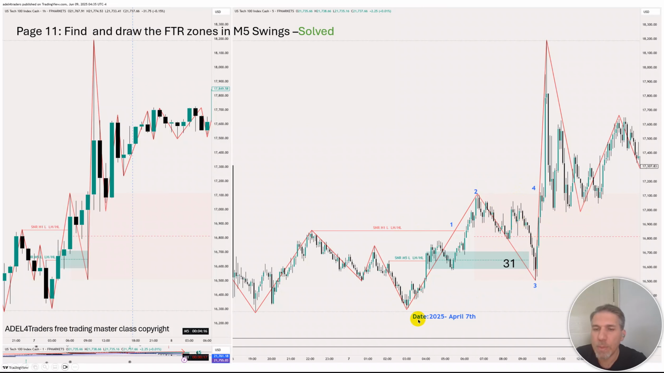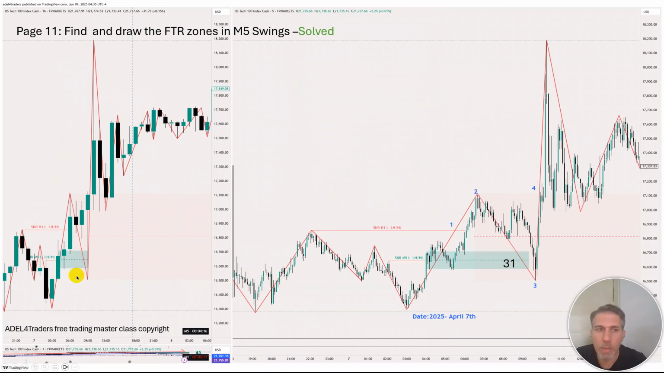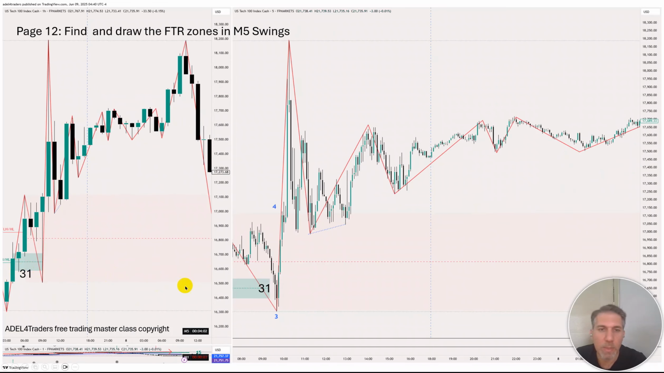So this is the date, 7th of April. It is not far back in time. Now again, this one was 31, the same one here, 31. Here it goes down, up. Here we have the scenario I was just talking about. It is failing to give, what do we call that? The low. This is mitigation.